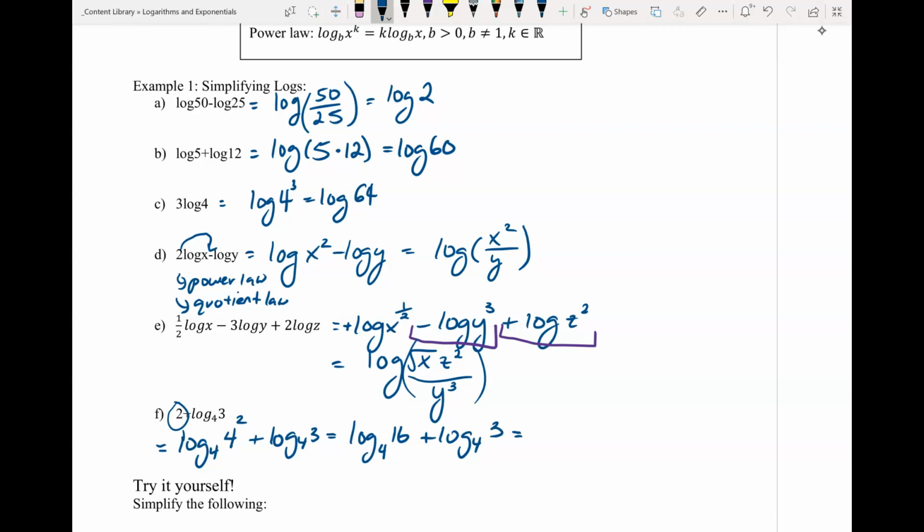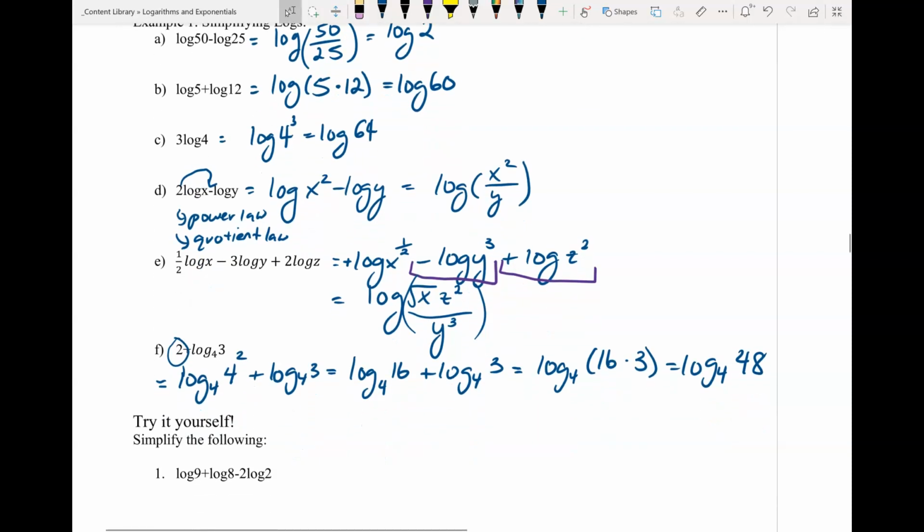And because we have an addition sign between our two logarithms, we can combine them through multiplication. So that's 16 times 3, which is log base 4 of 48. And we're just going to leave it like that. The important thing to note before I move on to the next question is, remember this was your answer and it's an exponent, which is why I put that in there.